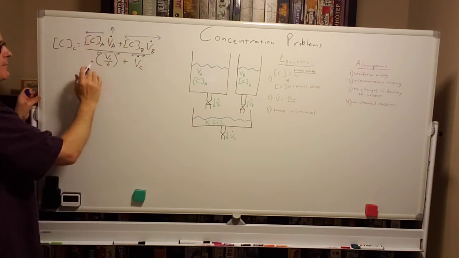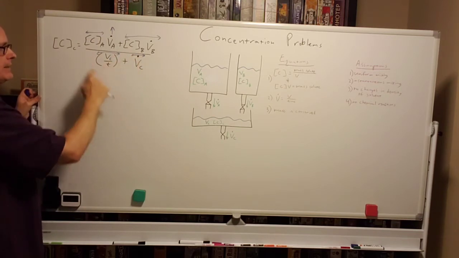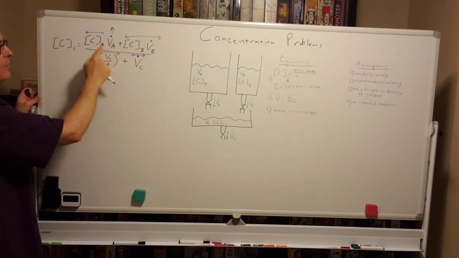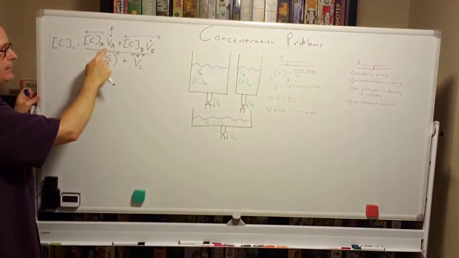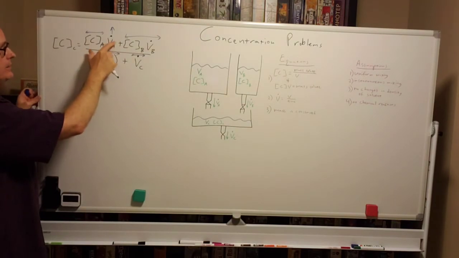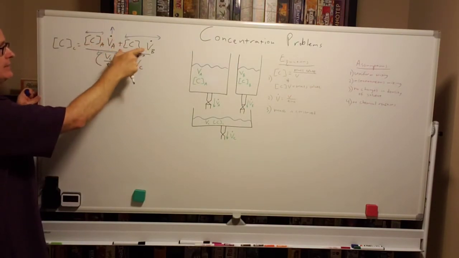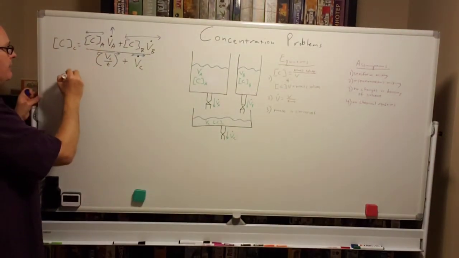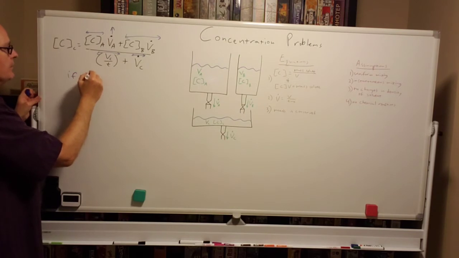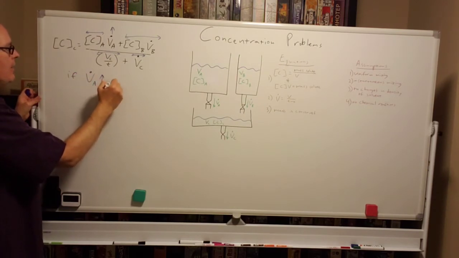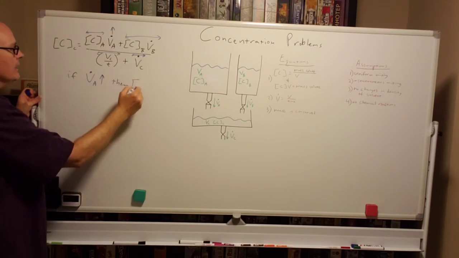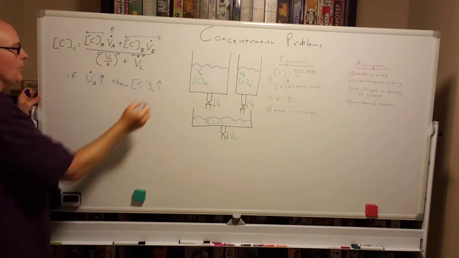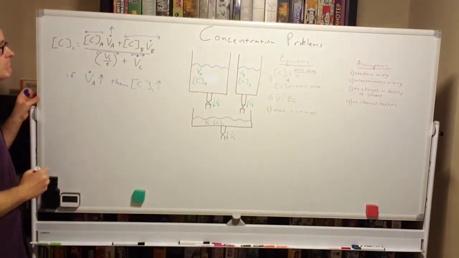So if we look at this, we have kept the denominator constant, but we have raised the numerator. Because I have a bigger number now added to a constant, that's going to give me a bigger concentration. So that means that if the volumetric flow rate of A goes up, then the concentration in C would go up. Okay?